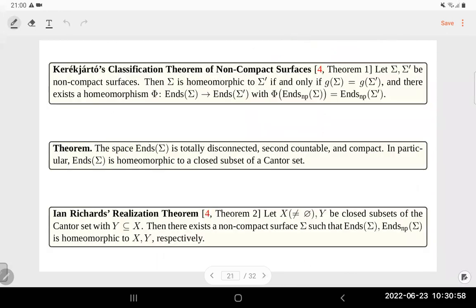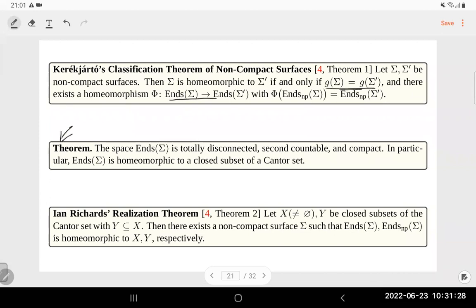Okay, so here is the main theorem. Earlier I stated a deformed version, but here is the correct version, the Kerékjártó classification theorem. It says that if you are given two non-compact surfaces, they are homeomorphic if and only if their genus are the same, and there exists a homeomorphism between the spaces of ends, sending the non-planar ends to the non-planar ends, right?